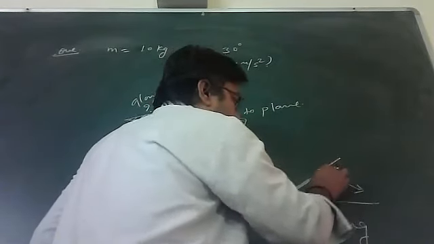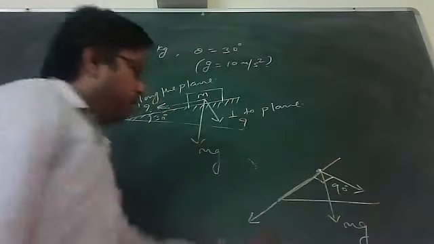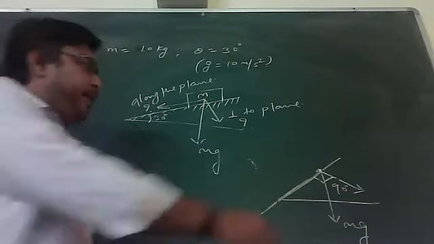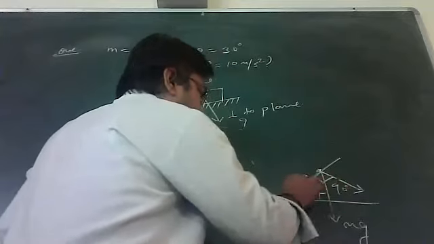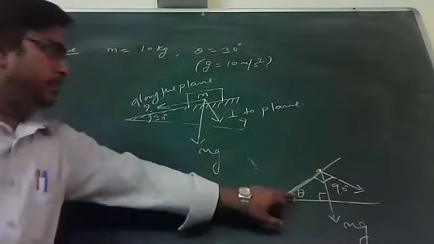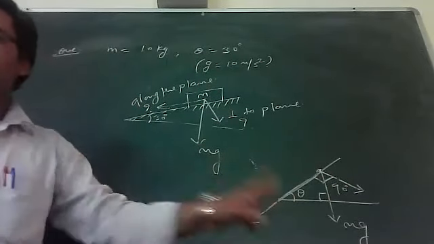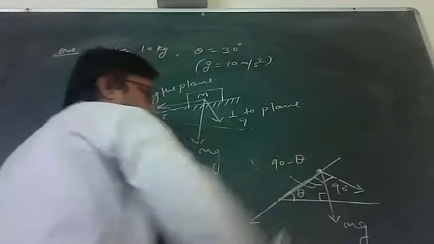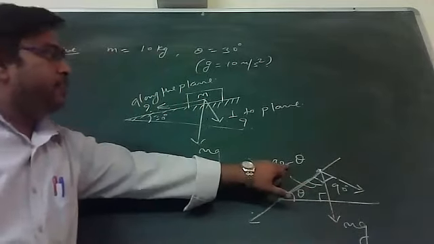That means this angle is what? 90, because these both are perpendicular to each other. So this total angle is 90. We clearly know this angle is 90. This angle is theta, given to you. Then what will be this angle? This angle will be 90 minus theta.